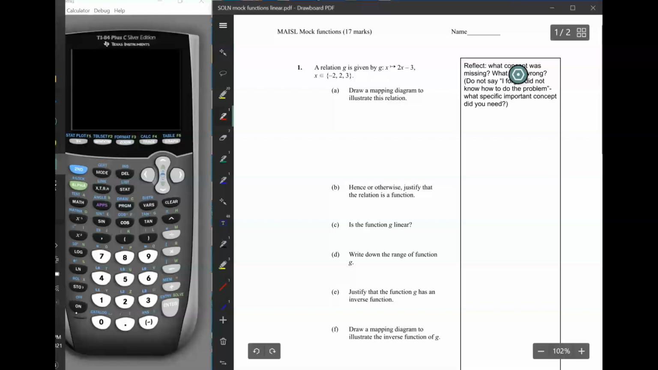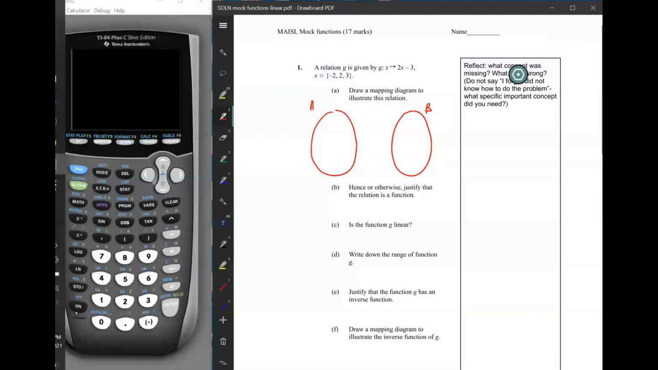Okay, so I am going to draw the two ovals that represent the sets. I'll call them A and B, like we usually do. And then I will put each of the domain values in the left oval, -2, 2, and 3. And I'm going to find out what those map to. Okay, and the mapping is called G, so I'm going to put G there.